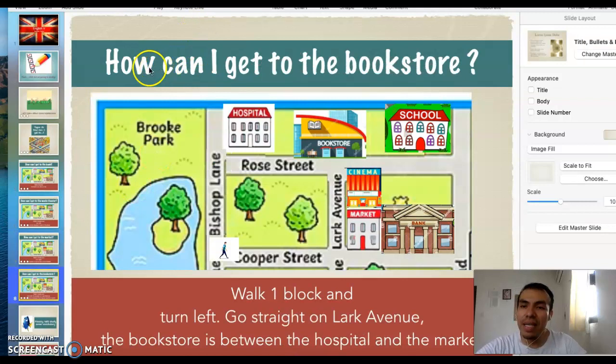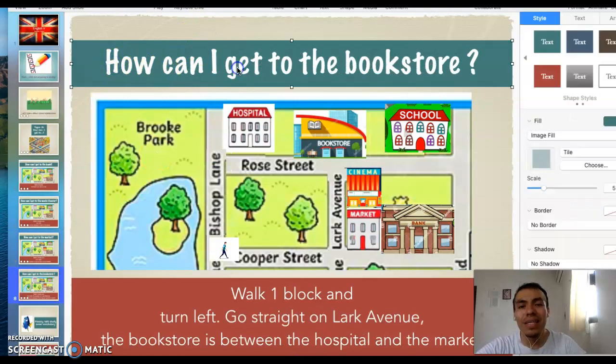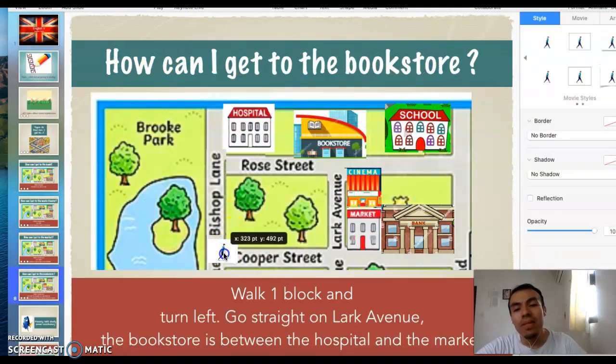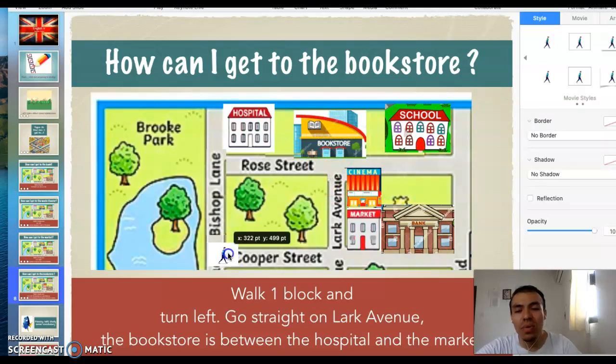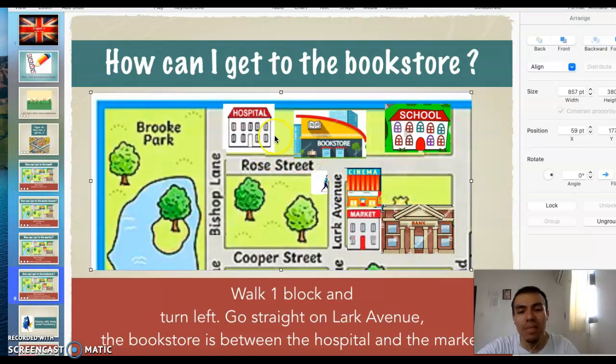Next and finally, how can I get to the bookstore? The person is again between Bishop Lane and Cooper Street, and the bookstore is here. Okay, so in this situation is walk one block, and turn left, turn left. Go straight on Lark Avenue, and the bookstore is between the hospital and the market.